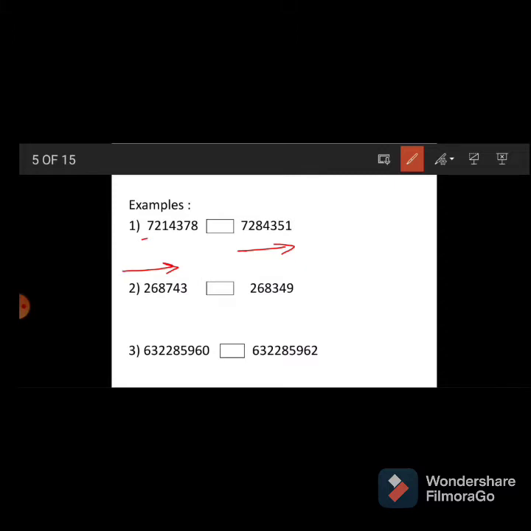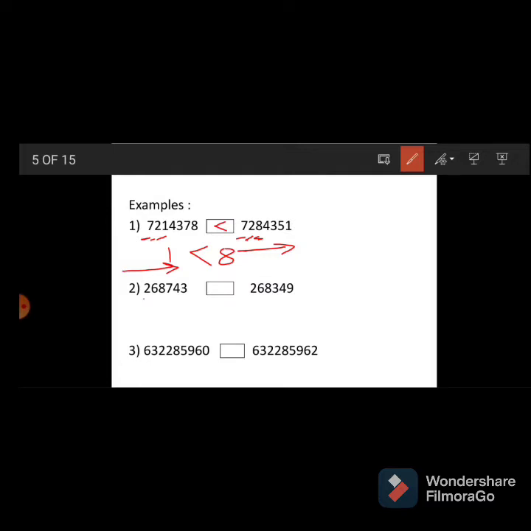Means here in this example, in both numbers the leftmost first digit, 7, is the same. Then check the next, 2 and 2, both again the same. Then 1 and here 8. Now between 1 and 8 we have to check which is greater. 8 is greater, means this number is greater. 72,84,351 is greater than 72,14,378.